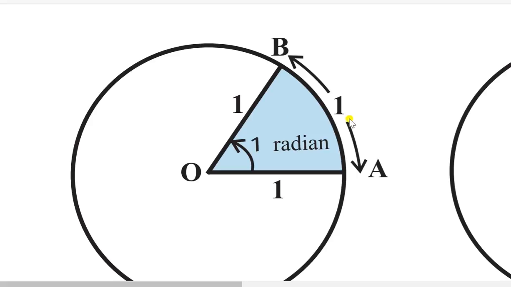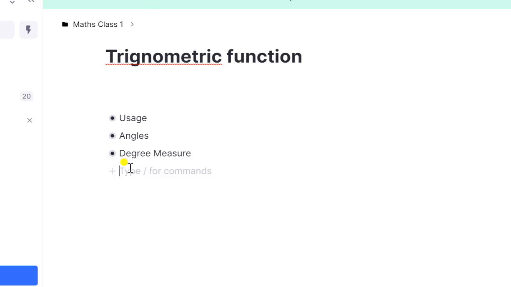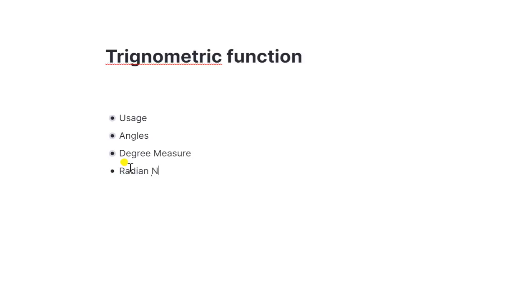If the radius and the arc length are the same, that is 1 unit, the same length, forget about it. If it was 2 units, or 3 units, or 4 units, it doesn't matter. But if the radius and the arc length are the same, then this angle will be 1 radian. So what is a radian? What is basically a radian?